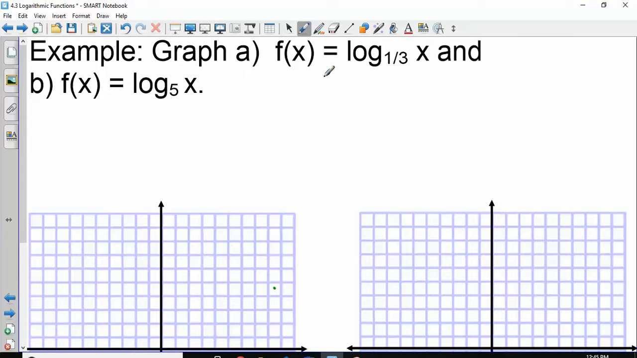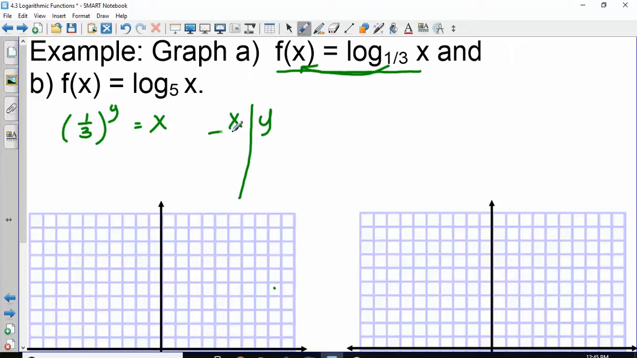So my first one, f of x, so that's just y, equals log base 1/3 of x. So if I change this to exponential form, it would be 1/3 to the y power equals x. So my t-chart, we would put the -1, 0, and 1 in for my y, because it's the exponent.